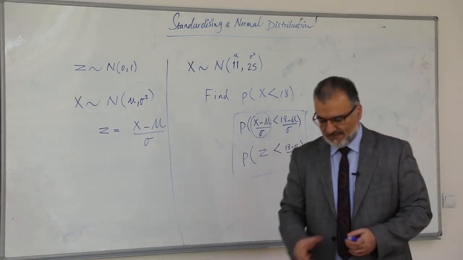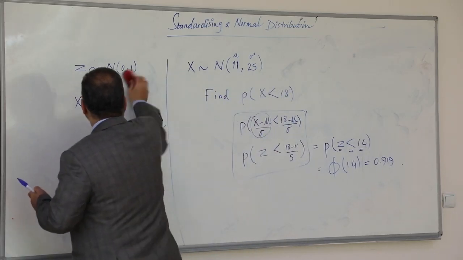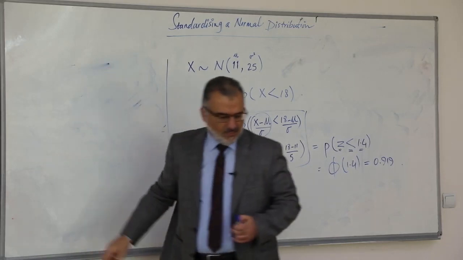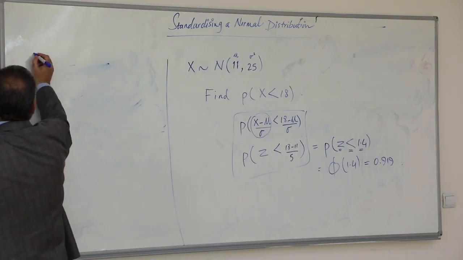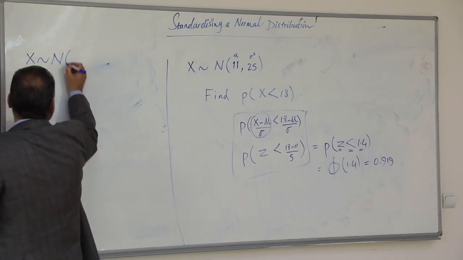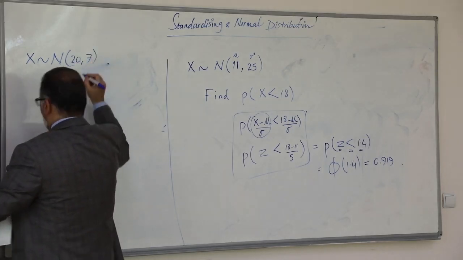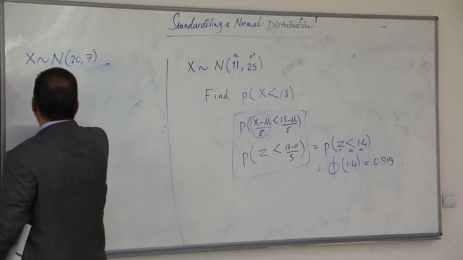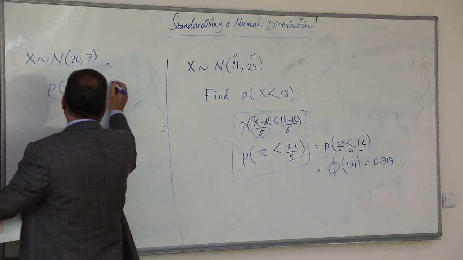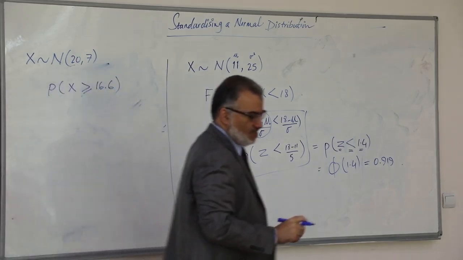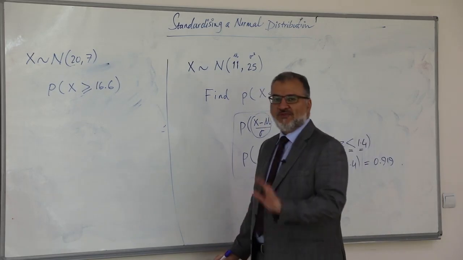Okay, let's take another example. Given that x follows a normal distribution with mean 20 and variance 7, find the probability of x more than or equal to 16.6. Here, the same thing.